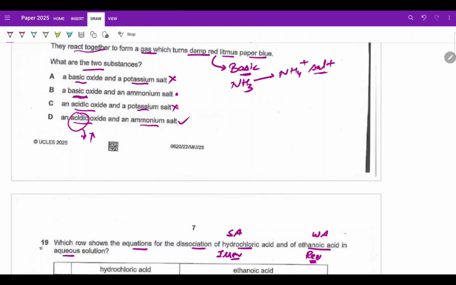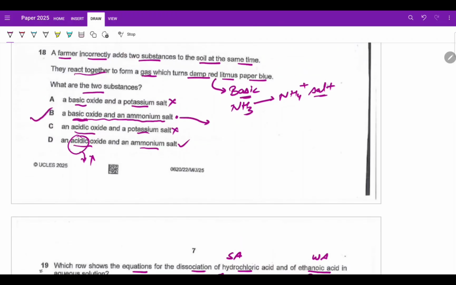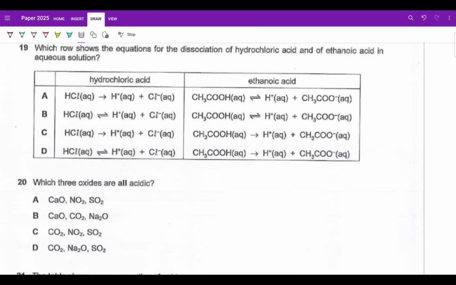Hence, the most appropriate answer will be a basic oxide and ammonium salt. Ammonium salt is generally acidic in nature. It will react with basic oxide to give ammonia gas. Hence, the answer to question 18 is B. Okay, next question is question 19.